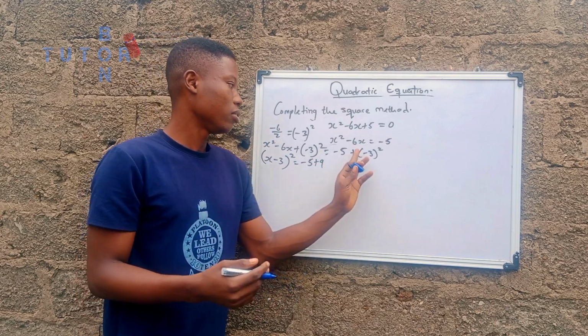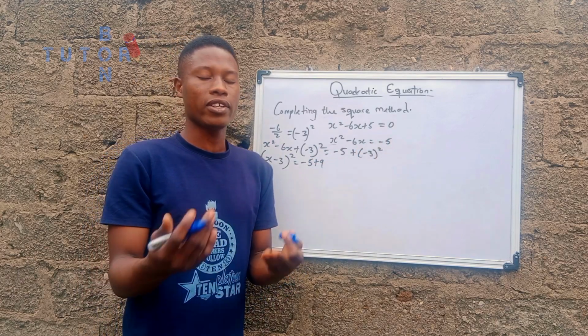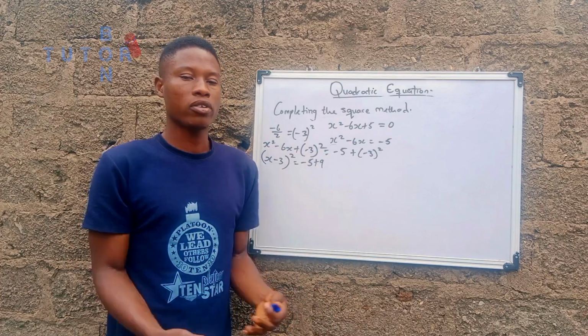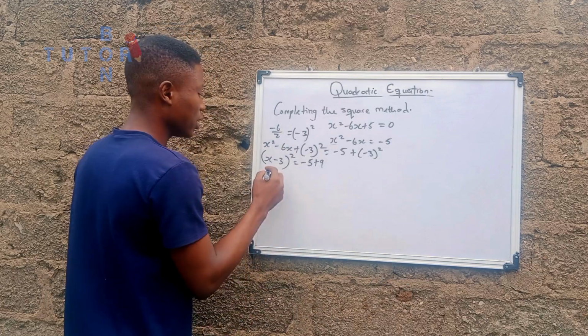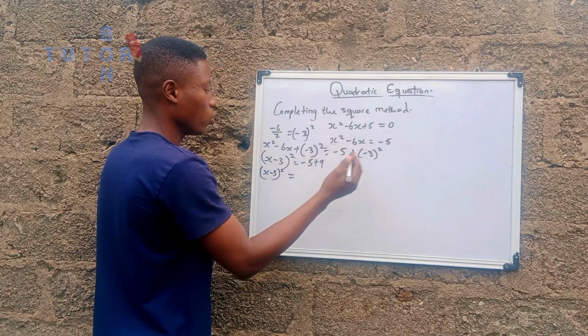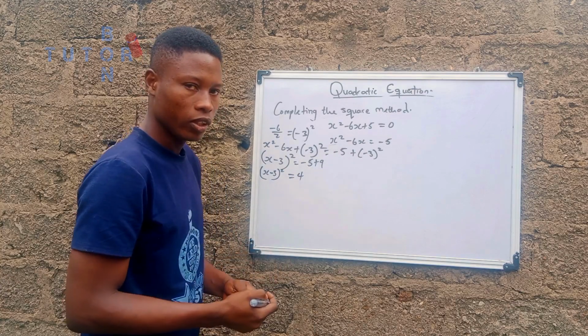How did I get that? (-3)² is -3 times -3, and negative times negative gives me positive, so +9. So I don't need to stress myself on that. I'll be having (x - 3)² equals what? Yeah, 4. The answer is 4.